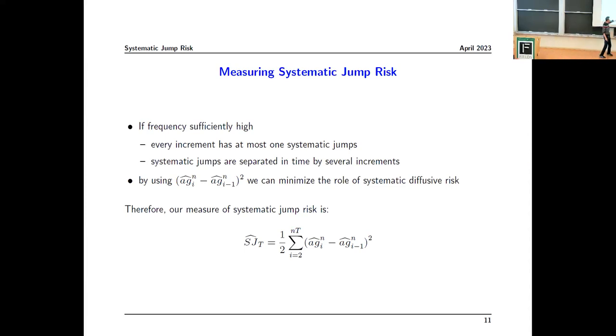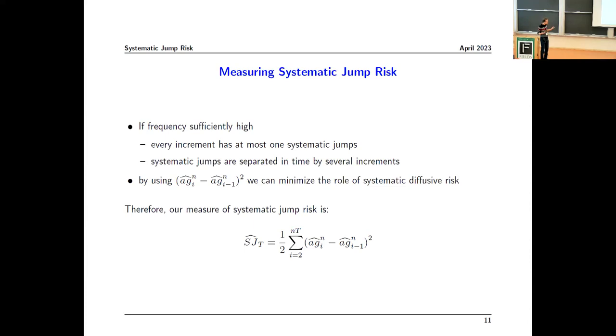So if it happens in increment I, it's not going to happen in increment I minus one with high probability, right? Because by their definition, these are rare events. So they're not going to happen over consecutive 5 minute intervals. And so I'll be able to separate this way the systematic jump. And that's how we will build our detectors of systematic jump risk.